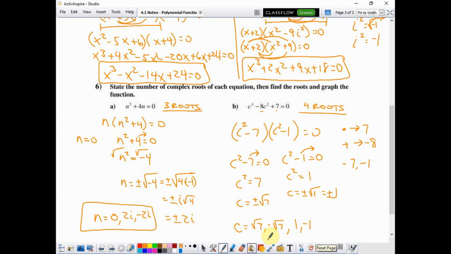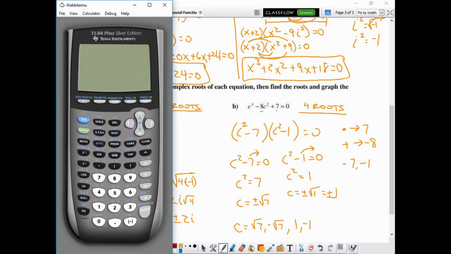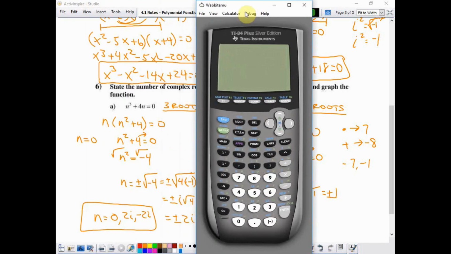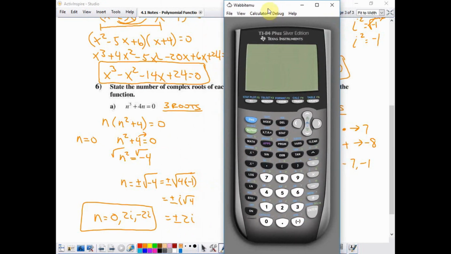And then last, we're going to graph those so that we can compare our graph to our answer. So we'll clear out what we've got for y equals and then type in n cubed. I'm just going to use x cubed plus 4x. Graph. And we can see that it crosses the x-axis right here at 0. And that's the only time I see it cross the x-axis, so the other two are imaginary.